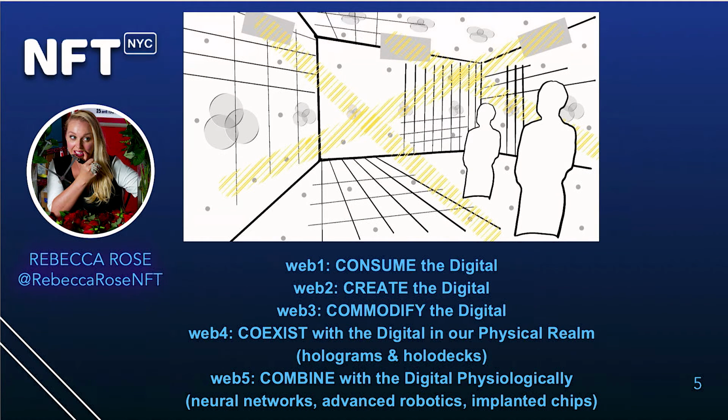So how is this going to shape how we interact with NFTs in the future? We all know that Web 1 was consume the digital. Web 2 is create the digital. We're in Web 3, which is commodify the digital. But what if Web 4 is coexisting with the digital in our physical space?